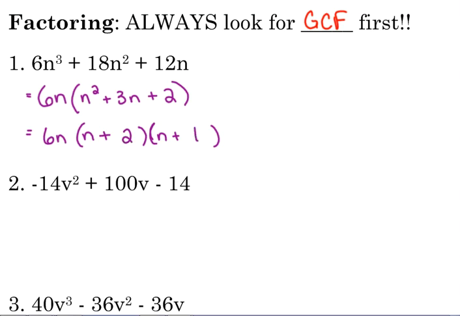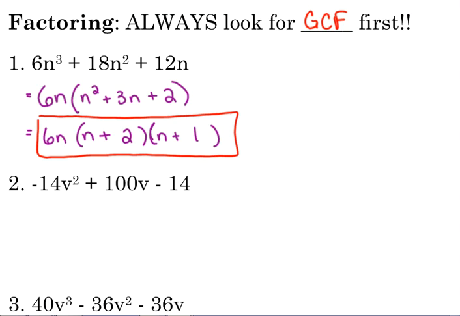2 and 1. Do yourself a favor. Anytime you factor, multiply it out real quick and make sure that you get the expression that was in the previous line. Okay, when you multiply n times n, you get n squared. The outside is 1n, the inside is 2n. Put those together, you get the 3n. And then 2 times 1 is 2. All right? Always check your factoring by multiplying it back out.